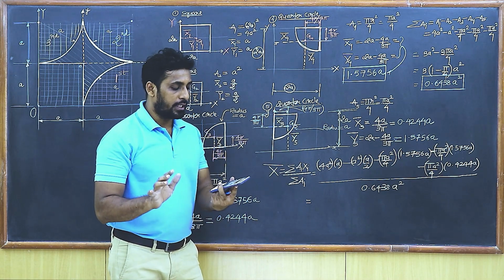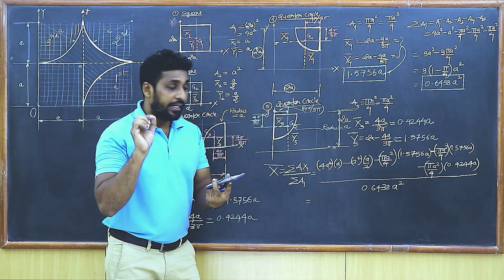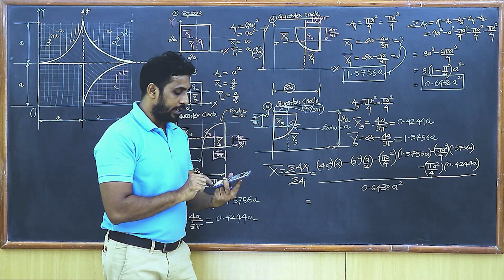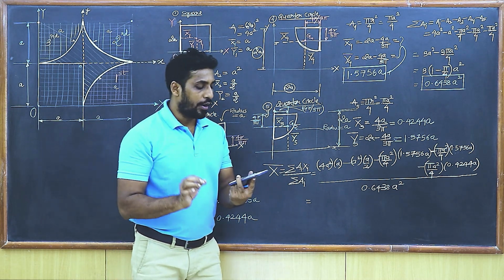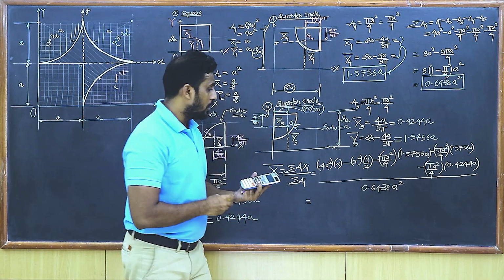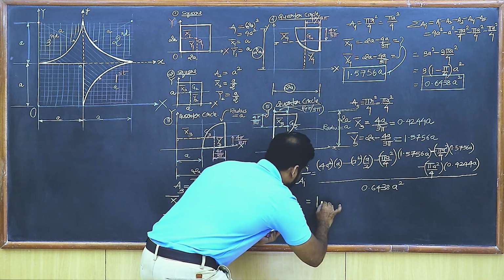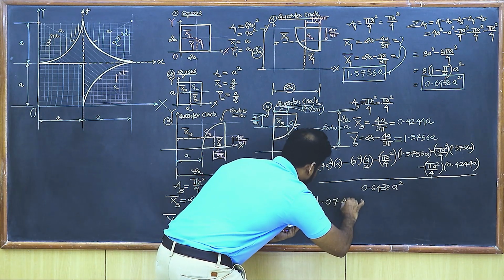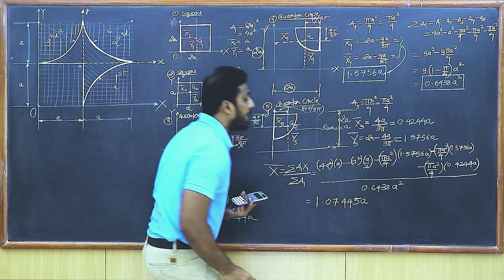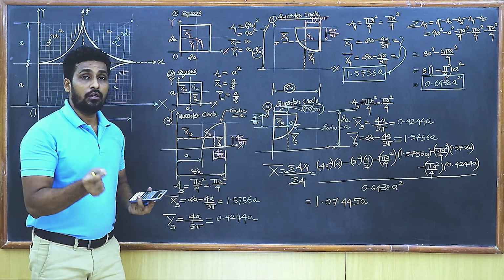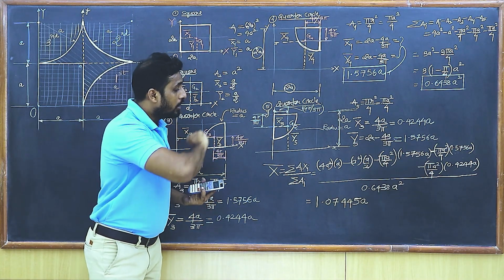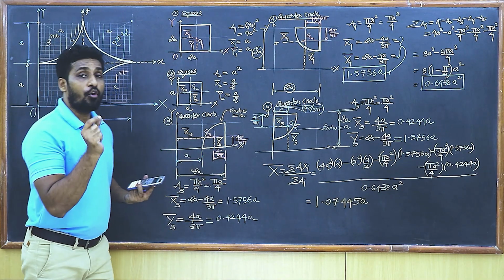So I will get some answer over there, and this answer needs to be divided with 0.6438. So your answer comes 1.074449. So I'm going to write my answer for x bar as 1.0744 5 times of a. Why this a has come, students? Because in the numerator there was a cube and in the denominator there was a square. So this all calculation that I've done is for x bar.